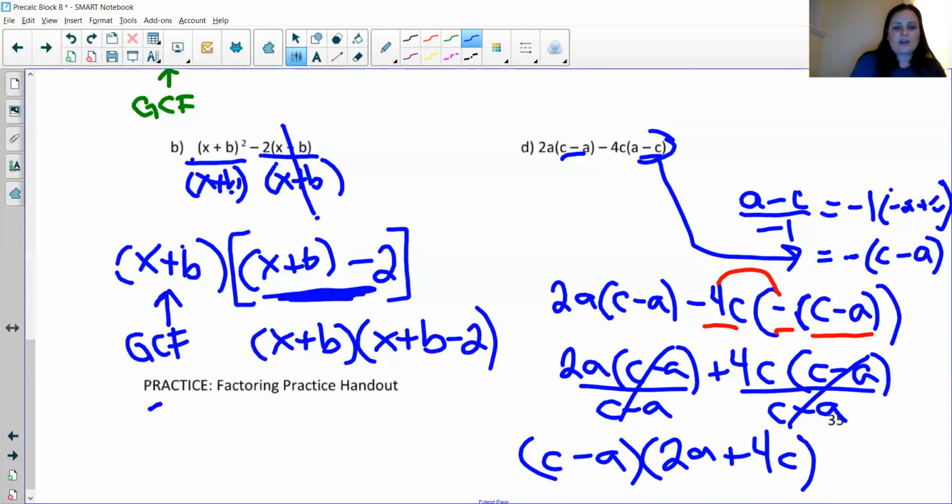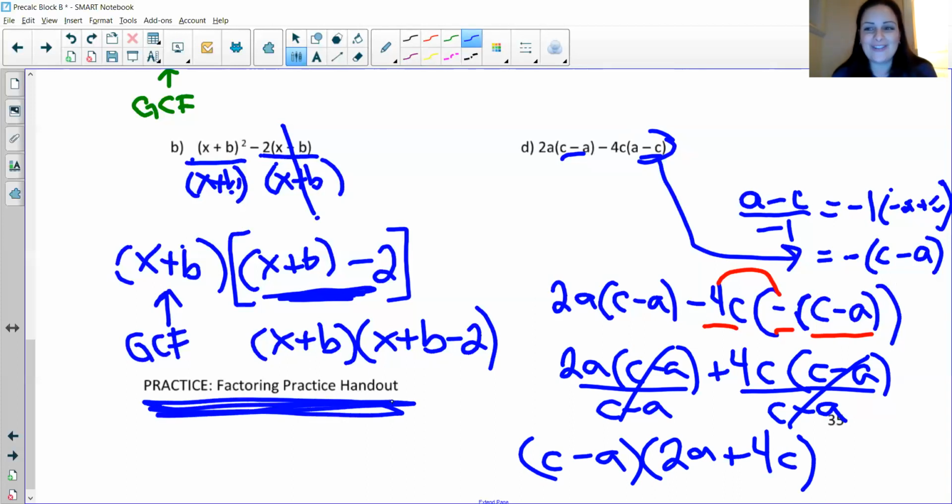What I'd like you guys to do is try that lesson 1 section of the factoring practice handout. Let me know if you have any questions.